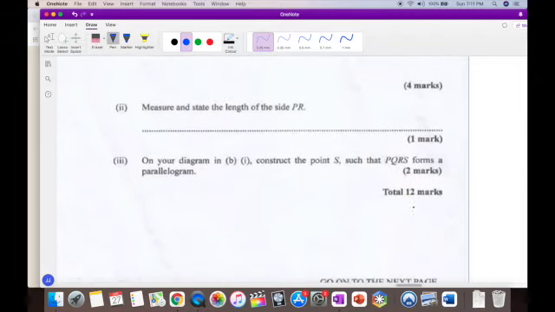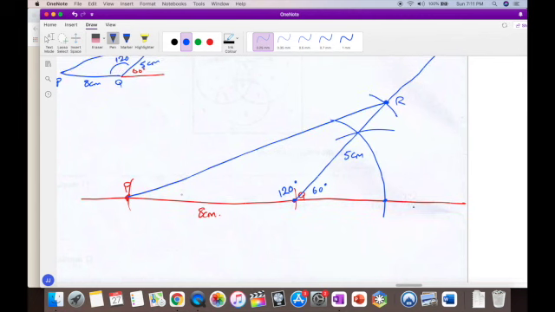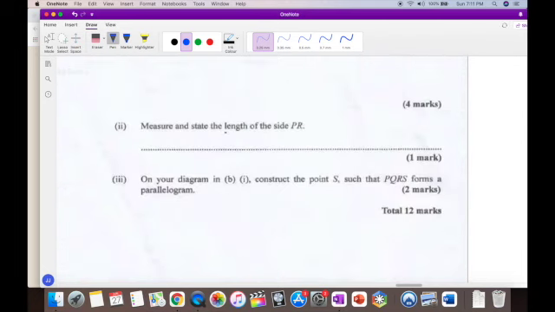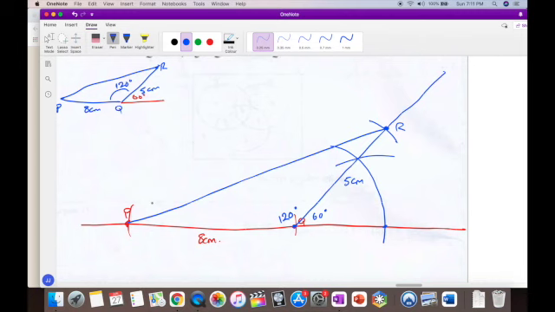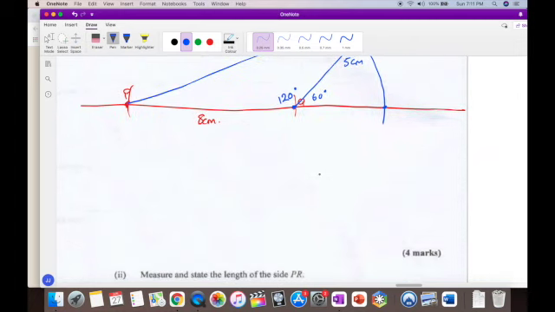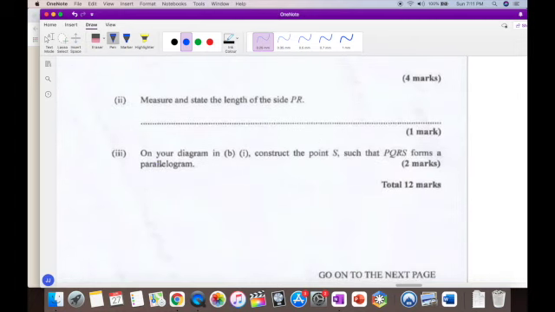Measure and state the length of the side PR. Well, I did not do it to scale, so let me go and do it on a piece of paper, and I'll measure it and get back to you. So, measure and state the length of the side PR. Well, I did not really do it to scale, so me measuring this wouldn't make sense. But you could just measure it with your ruler and see what you get, right?